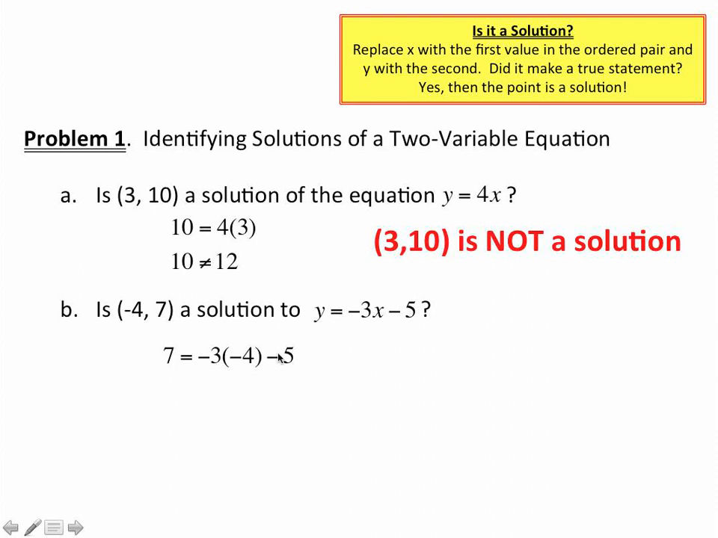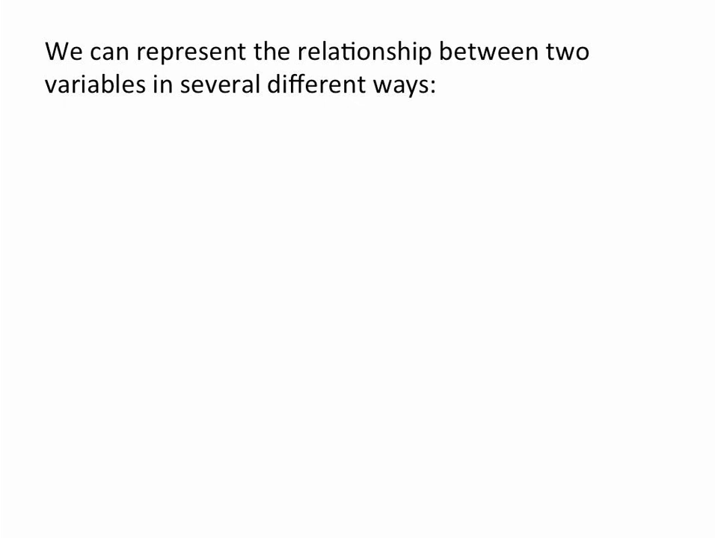So if I plug those in, I'd wind up with 7 for y equals negative 3. That stays negative 3. Take the negative 4, plug it in for the x. So negative 3 times negative 4 minus 5. Negative 3 times negative 4 makes a positive 12. Positive 12 minus 5 makes 7. So I came up with a statement that says 7 equals 7. That's obviously a true statement. So (-4, 7) is a solution because it gave me a true statement when I plugged it in. Okay? Here we go. We can represent the relationship between 2 variables in several different ways.